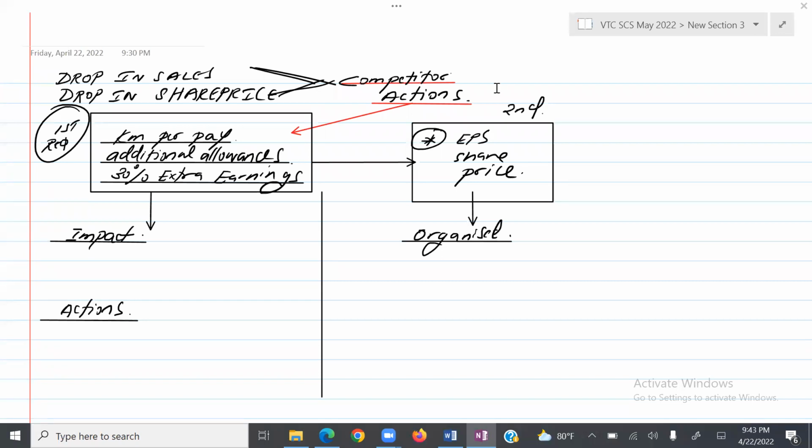Abhiraj, yes. I think because the competitors are paying per kilometer, an additional allowance and extra earnings, they are paying the extra benefit. So our existing riders may move from us to the competitors. Correct. That has already happened. That is there in the requirement, so the company already knows that.